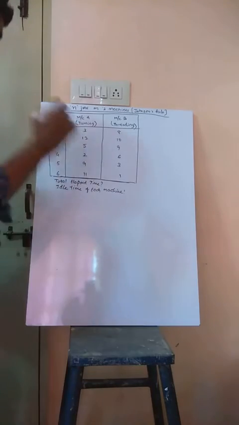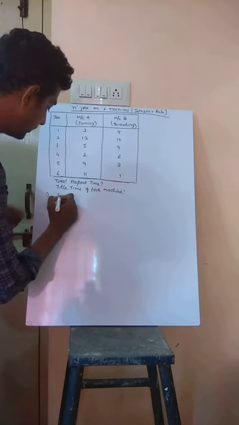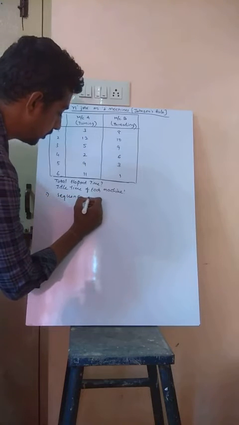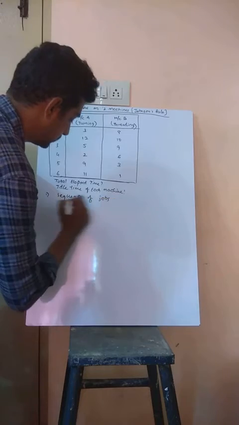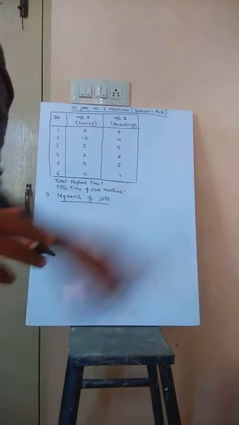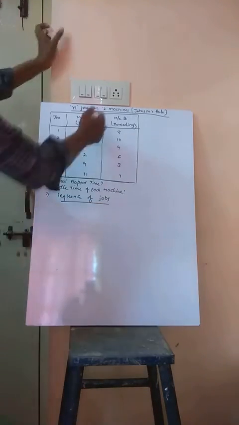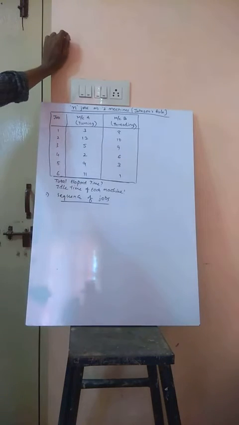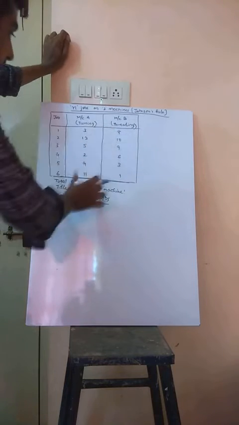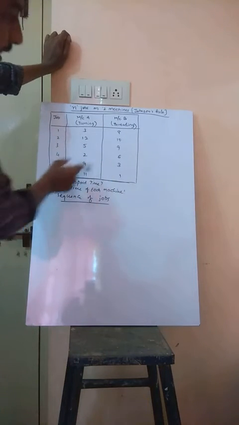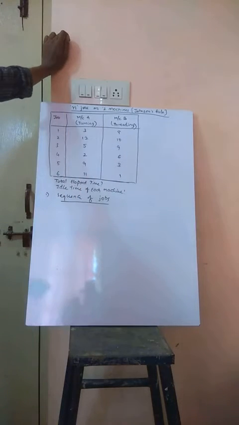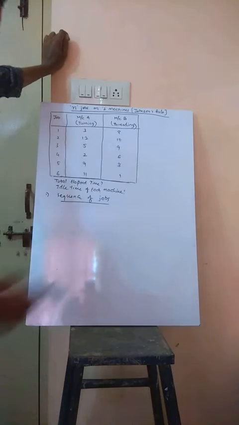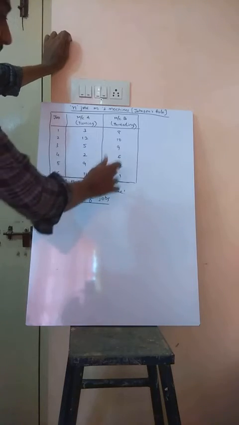Okay, now we need to find out first the sequence. The first step is to find the sequence of jobs that has to be processed on each and every machine. As you look in the table, the rule says to look into the minimum value of the processing time. These are the processing times, 3, 12, 5, 2, 9 and 11. These are nothing but the processing times of each job on each machine.